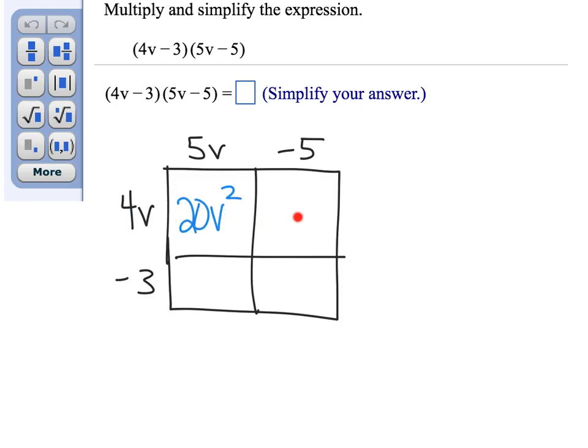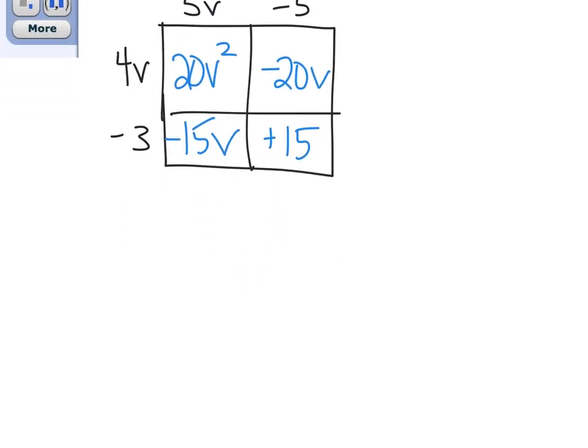Then right here, 4v times negative 5 is negative 20v. And then down here, negative 3 times positive 5v is negative 15v. And then right here, negative 3 times negative 5 gives us positive 15. So now what are our terms?